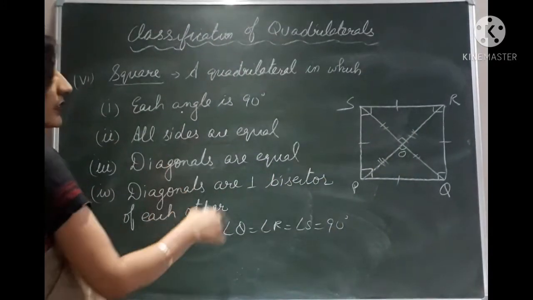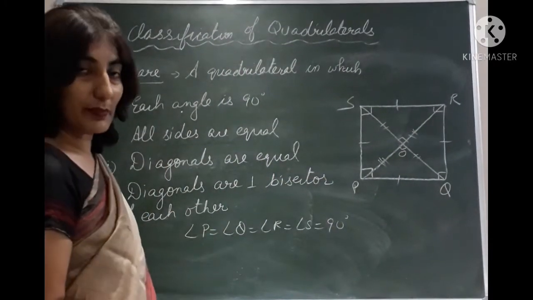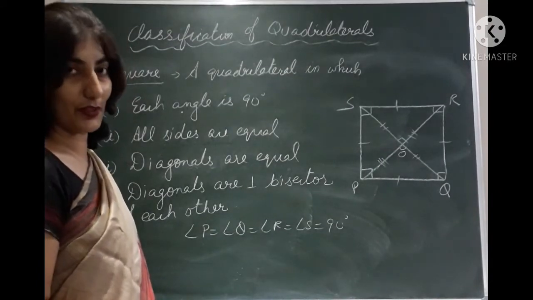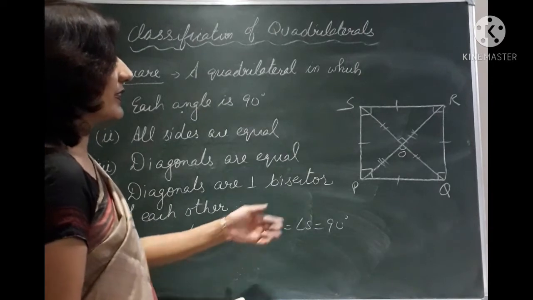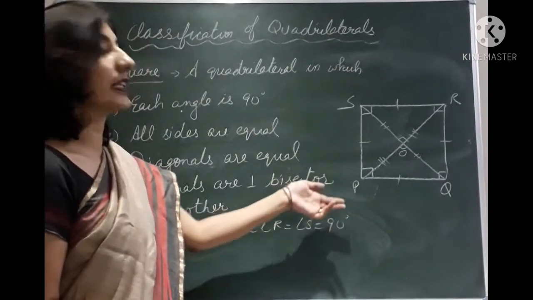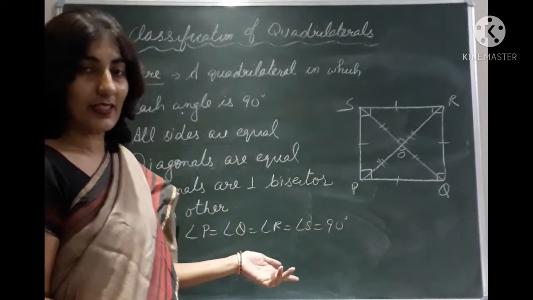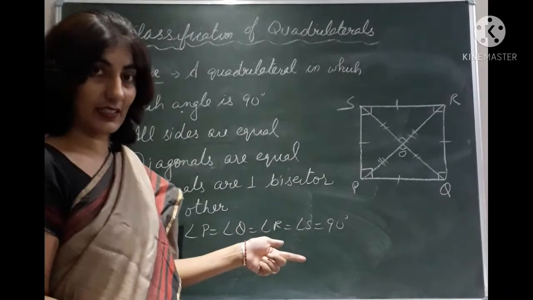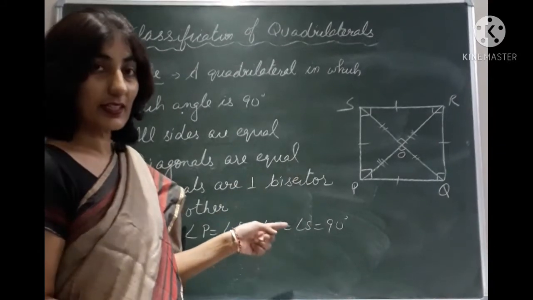So you can see here all the properties of a parallelogram have come in the square, all the properties of a rectangle have come, all the properties of a rhombus have come. So we can say that a square is a special type of rhombus with each angle 90 degrees. A square is a special type of rectangle in which all sides are equal.